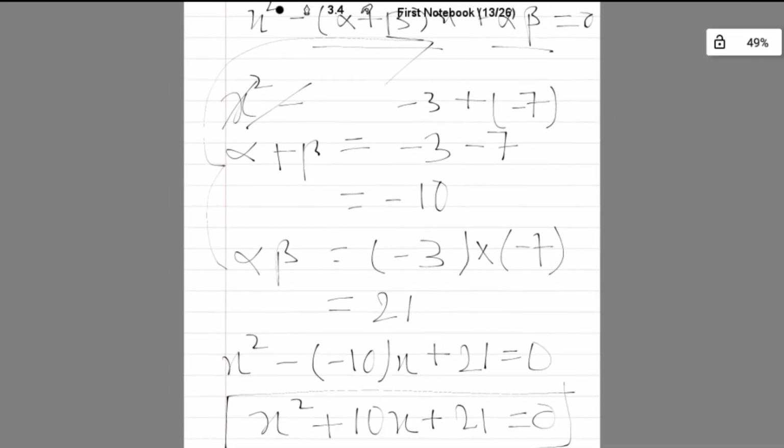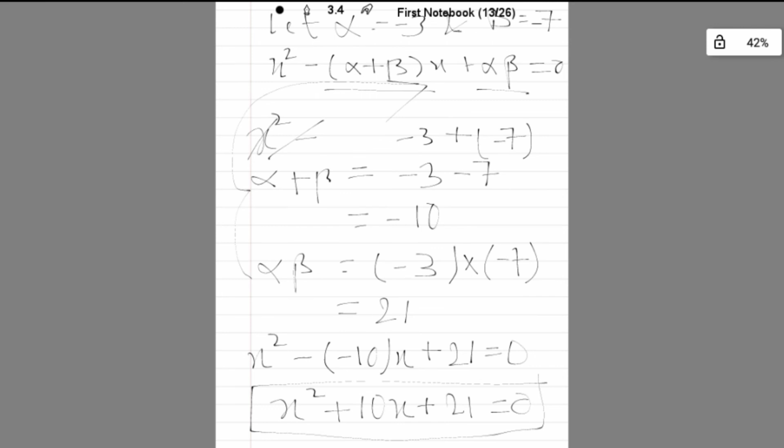So this is how we can find the equation if they have given us the roots. So till now we have learned the methods to find the roots, and the relation between the roots and the coefficients, then the nature of the roots, and this was the last topic for today. So let's summarize what we have learned in this video.